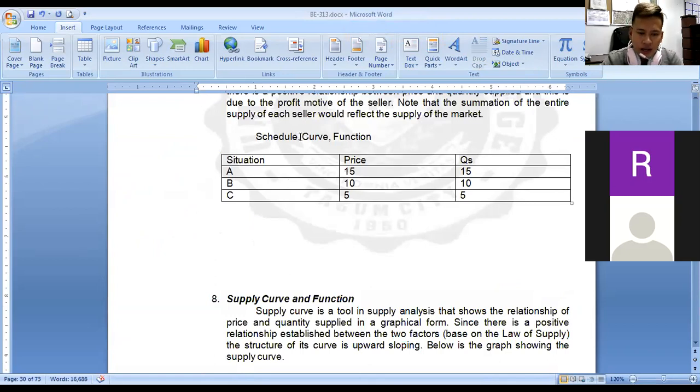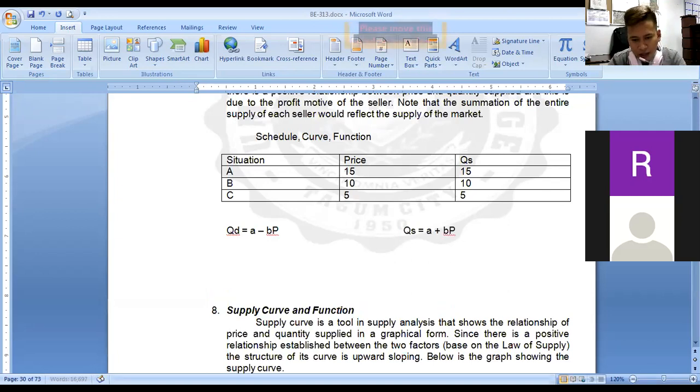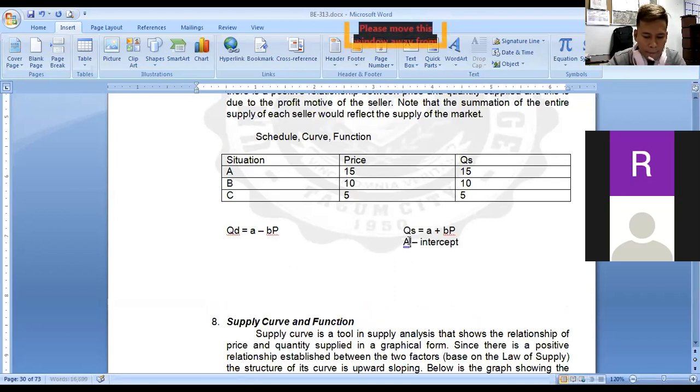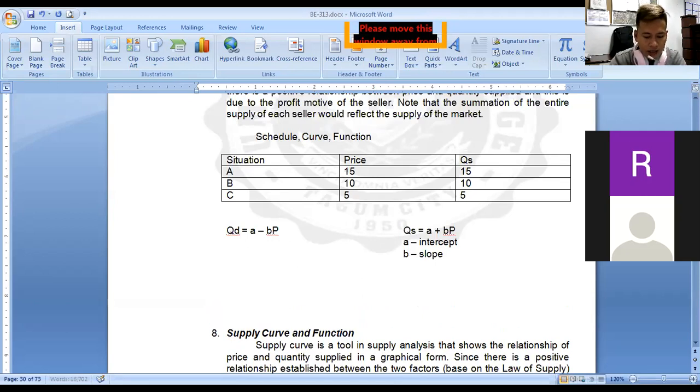Supply function. Last time, supply curve man to atong gi-discuss. So supply function, unsa gani ang demand function? QD is equal to A minus BP. This mao man akong gitudlo, no, last time dito sa taas. Pero pag mo intag supply function, ang iyahang formula class is QS is equal to A plus BP. Same rig hapon. A is the intercept, B is the slope, and P is the price, no?